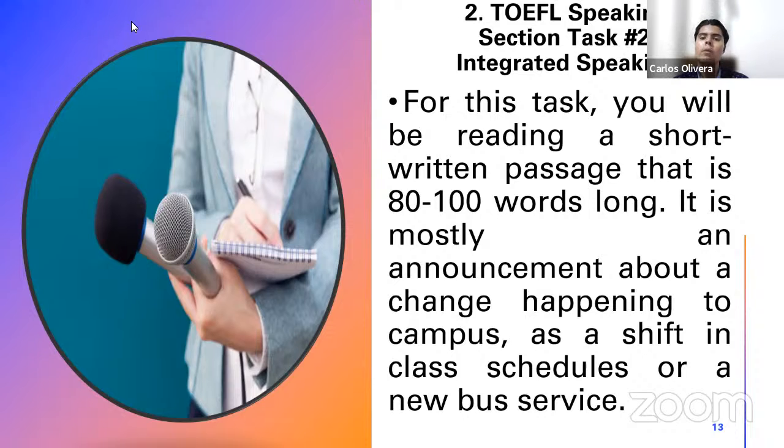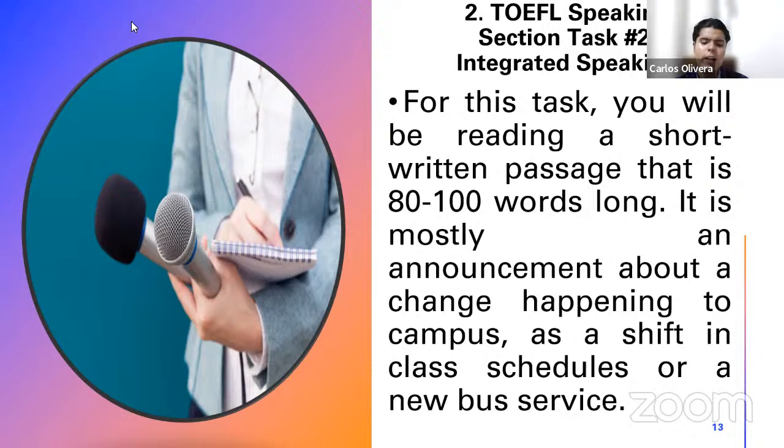Now, for the first task, you'll be reading a short written passage. As I told you, this is the first material you receive. That is 80 to 100 words long, okay? And this reading passage, dear students, is something that you have to read in a very short time, but trust me, it's going to be very easy.